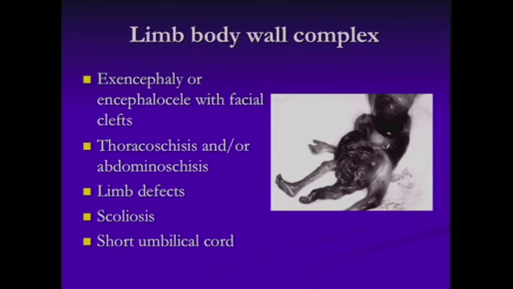When you have limb body wall complex, you might have a head abnormality, such as exencephaly or an encephalocele, and these won't be your usual midline encephaloceles, these will be off midline. You might see facial clefts. You might see breaks in the abdominal wall or the thoracic wall, the so-called thoracoschisis or abdominoschisis. You can see limb defects, scoliosis, and because the fetus can't move normally, you get a short umbilical cord.